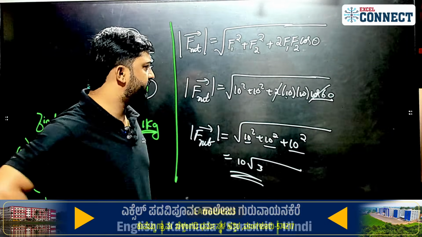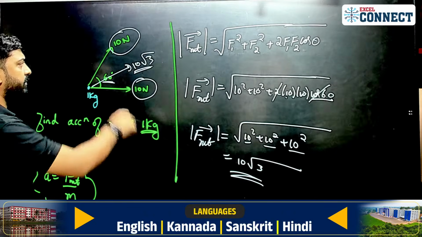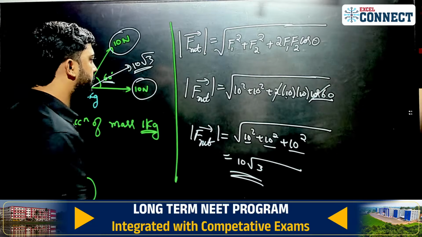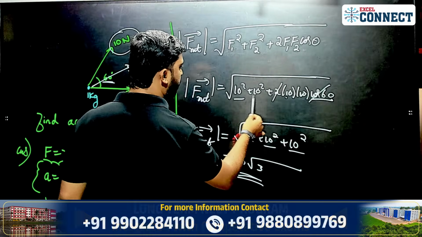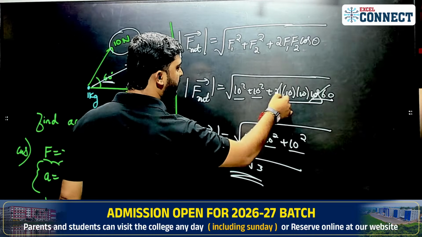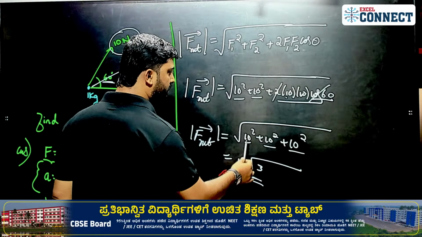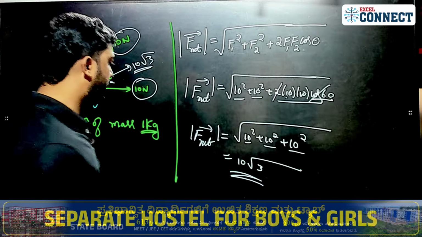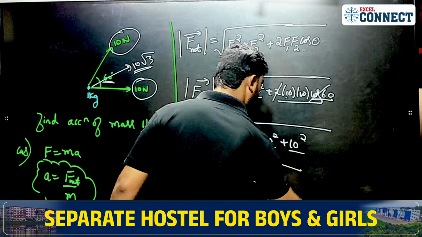Okay. Since here the forces are the same, two forces are 10 Newton. We can substitute here. Angle is 60, so cos 60 value is half. So 2 and cos 60 can be cancelled. So 10 square plus 10 square plus 10 square, then it will be 10 root 3. Okay, you have to remember one result.